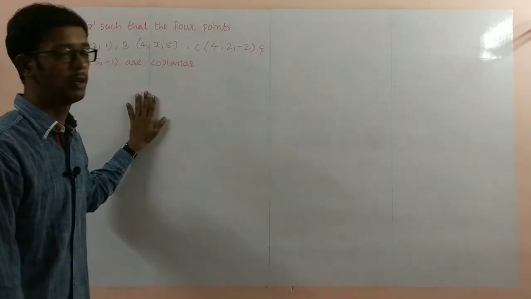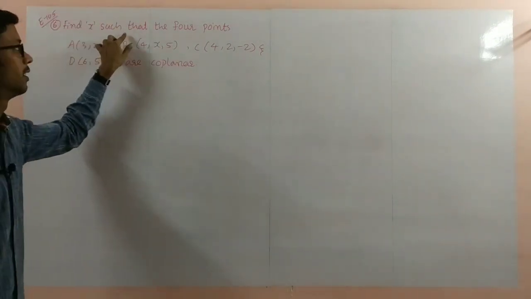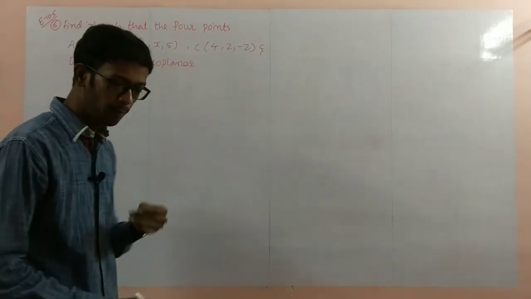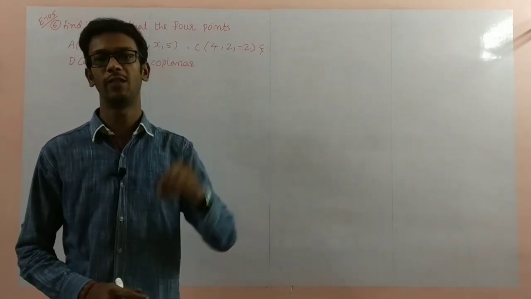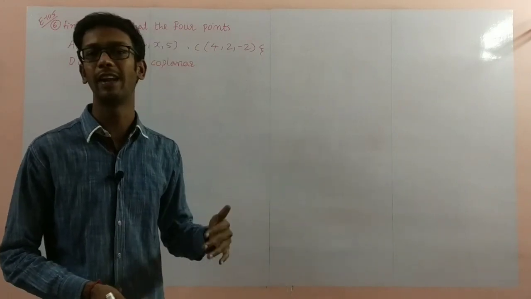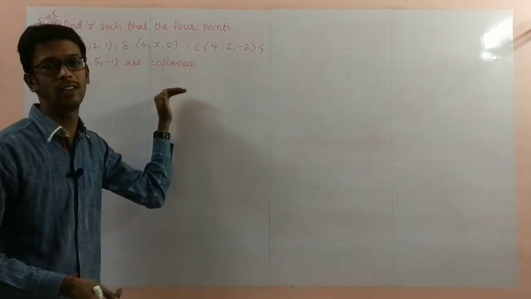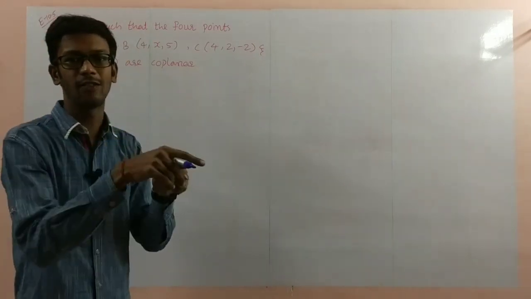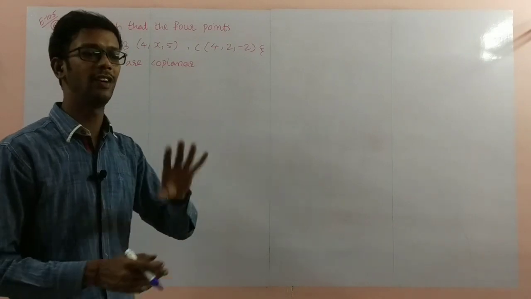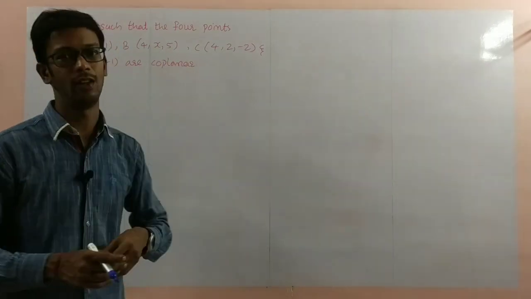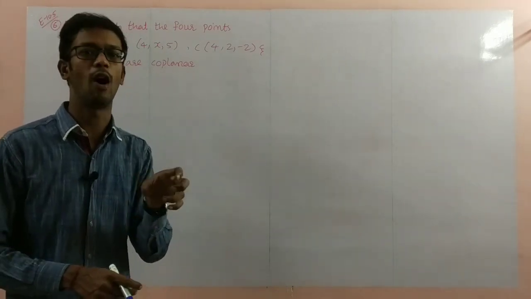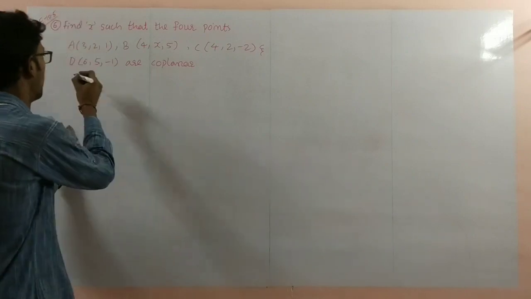Now, problem number 6. Find the x such that 4 points are coplanar. In the previous problem, the 4 points' position vectors they gave. Here 4 points they gave, and they only mentioned these 4 points are coplanar. That means the box of 3 vectors is equal to 0, they are giving. No need to show here. They are giving already. Just find the x value here. So for that purpose, first of all, take position vectors. Points convert into position vectors.